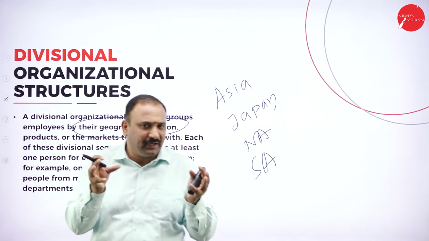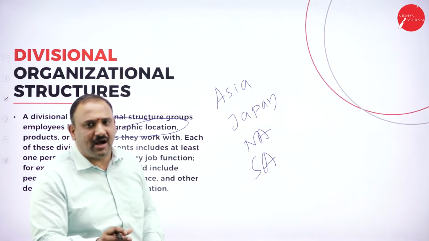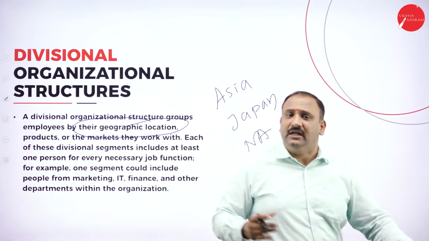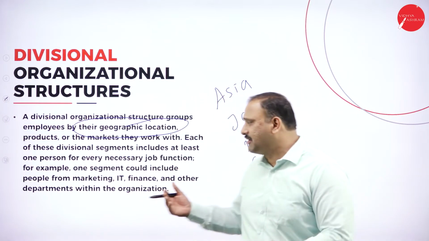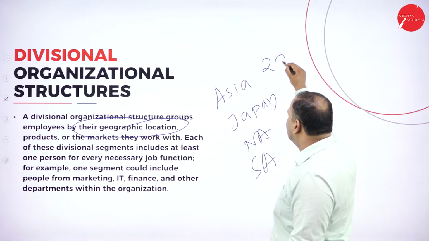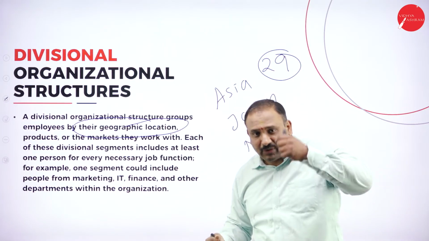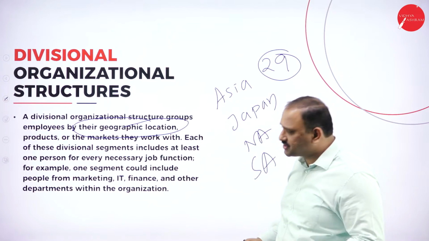Now, division is typically possible for those companies which have an n number of activities involved. When you look into companies like Tata, when they have about 29 odd companies under them, each one of them will be treated as a division. So each division will have its own organizational structure.